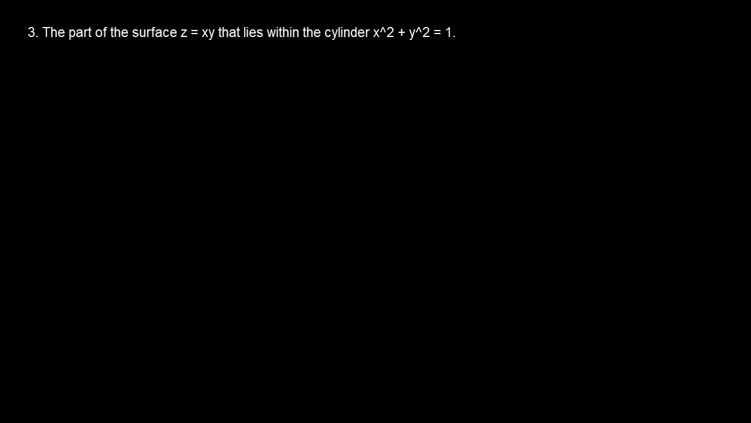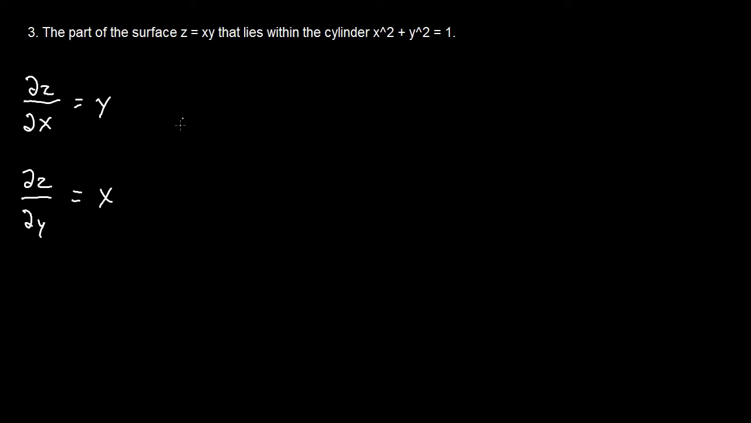So for number 3 now, let's go ahead and find the surface area for the part of the surface z equals xy that lies within the cylinder x squared plus y squared equals 1. So let's go ahead and start off by finding the partial derivative of the function z with respect to x. So in this case, x is the variable, y is a constant. So the partial derivative of x times y is just going to be y. And so now the partial derivative of z with respect to y this time is just going to be x.